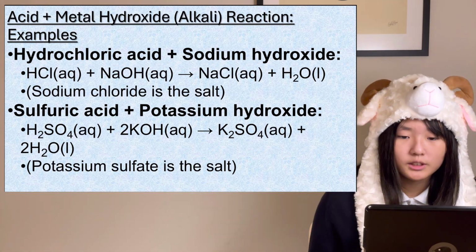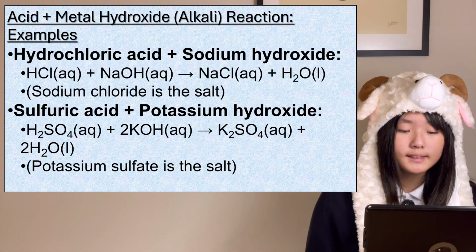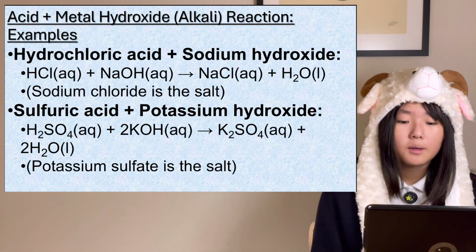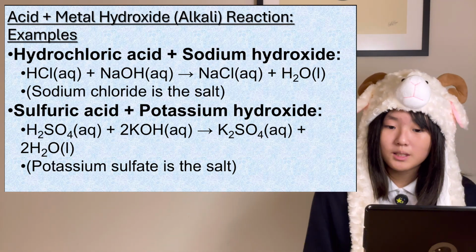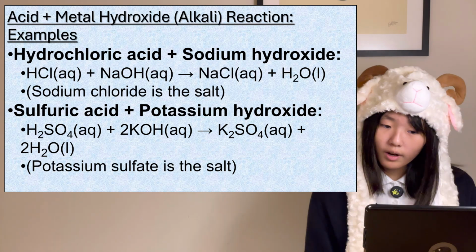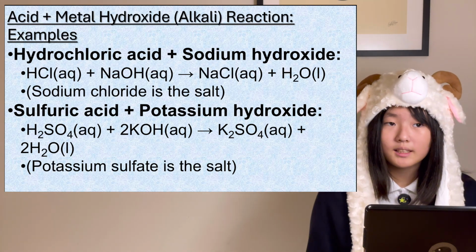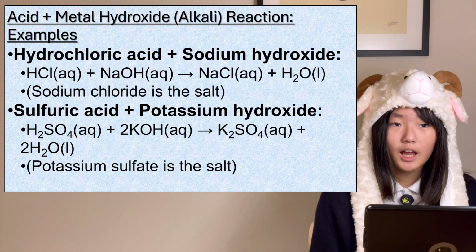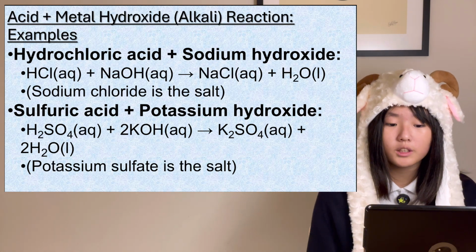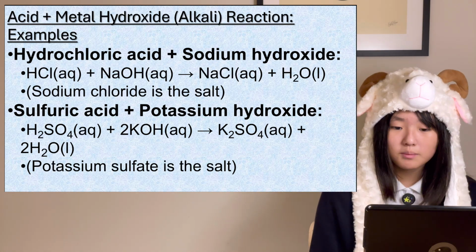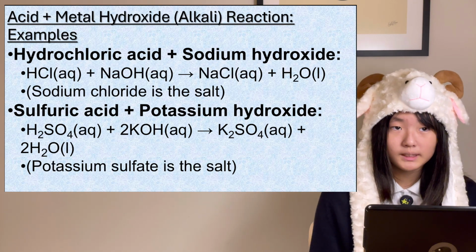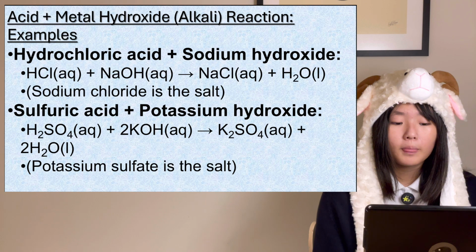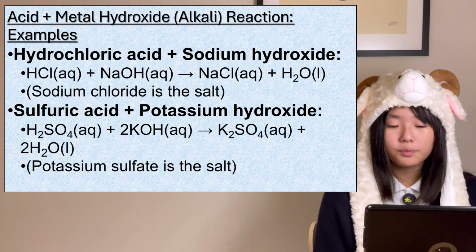Hydrochloric acid plus sodium hydroxide. HCl (aqueous) plus NaOH (aqueous) becomes NaCl (aqueous) plus H2O. Sodium chloride is the salt. Sulfuric acid plus potassium hydroxide. H2SO4 (aqueous) plus 2KOH (aqueous) becomes K2SO4 (aqueous) plus 2H2O, which is a liquid. Potassium sulfate is the salt.